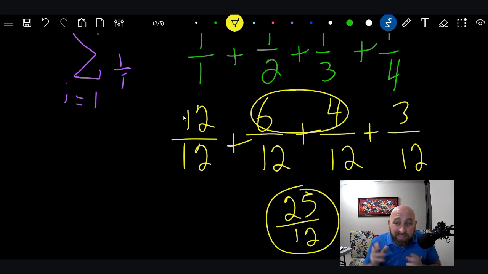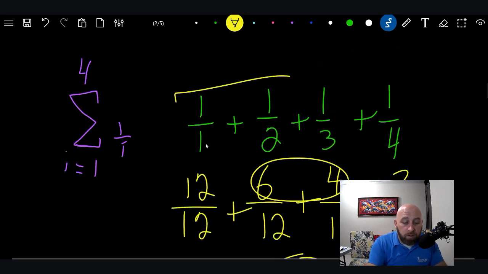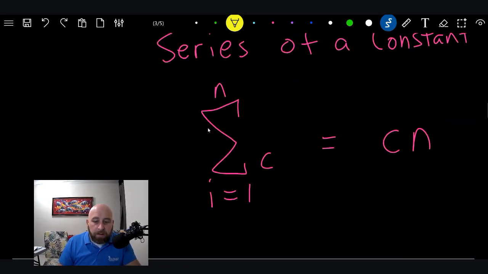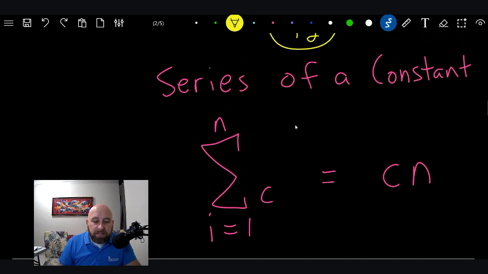This is a sum. This is a sigma notation, which signifies that we're doing a series. What is a series? It's a sum. It's a sum of what? It's a sum of numbers in a row. Look, these numbers are in a row. 1 over 1, 1 over 2, 1 over 3, 1 over 4. Why did we stop at 1 over 4? Because that's where the upper bound told us to stop. Okay. All right.